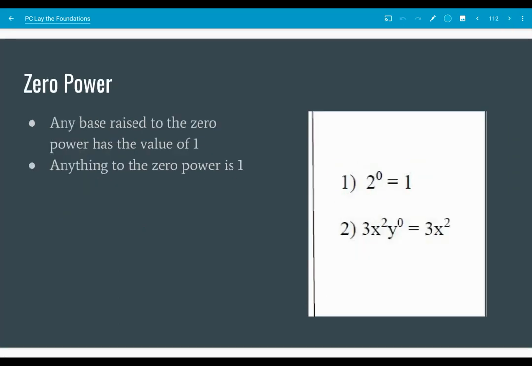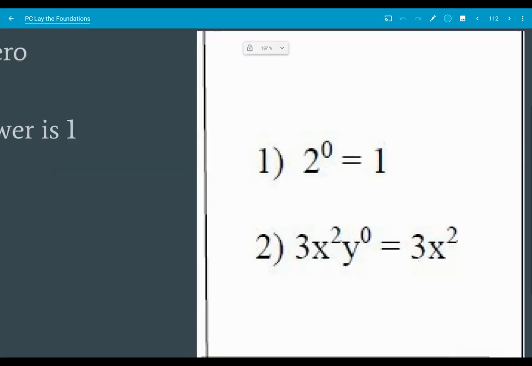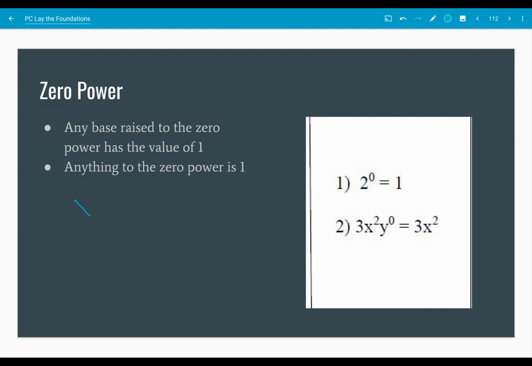This is the one that always confuses people because it just intuitively doesn't make sense, the 0 power rule. So this says any base raised to the power of 0 has the value of 1. So x to the 0 power is always 1. Always, always, always. Anything to the power of 0 is 1. And there's a couple different reasons for that.